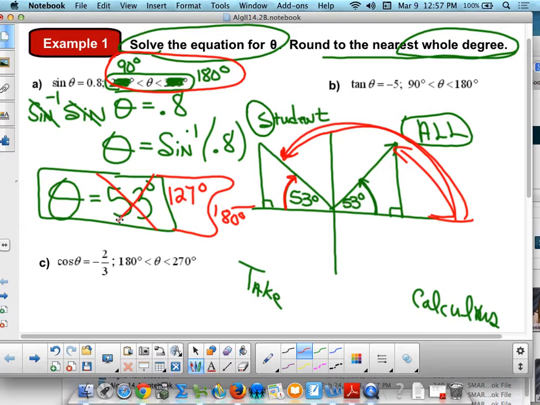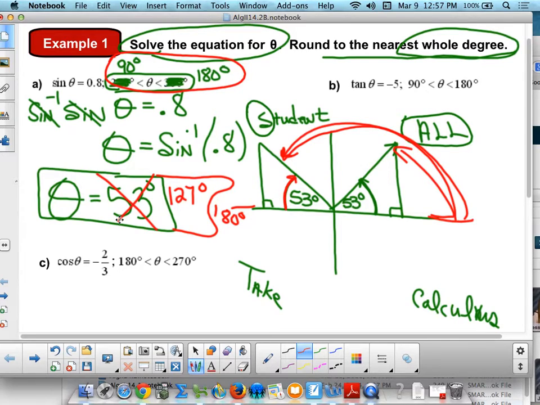Now, how do you check your answer? Plug it in. Ready? Sine of 127. Hit it. What is it? 0.75. Do you know why it's not 0.8? Nearest to the whole. Didn't we say nearest what? Whole degrees. This is not truly the answer. It's probably supposed to be 127 point something, okay? So we were rounding, and that's why it's not coming out 0.8.